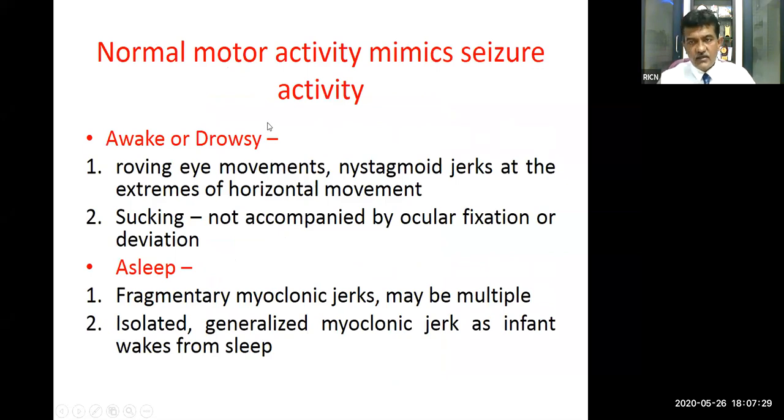Whenever we see any abnormal movement, we need to think about seizure mimics also. So which are the movements that occur in an awake state and look like a seizure? That is the roving eye movement, nystagmoid jerks at extreme horizontal movement of the eyeball, and sucking, which can mimic a seizure. When they go to sleep, they can have fragmentary myoclonic jerks, maybe multiple, or it could be a single generalized myoclonic jerk on awakening from sleep. Sometimes some abnormal eye movements also can occur in active sleep, which we see in a few videos.